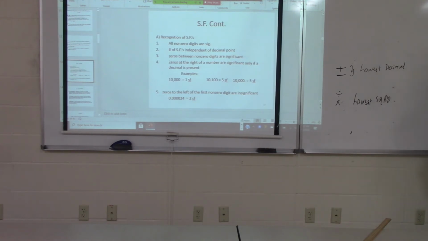Can somebody do this? What was this number? 16.52 divided by 7.2. Okay. I'm doing division now. So which rule should I follow for division? Lowest sig fig. How many sig figs is this? 4. How many sig figs is this? 2. So my final answer should be 2 sig figs.